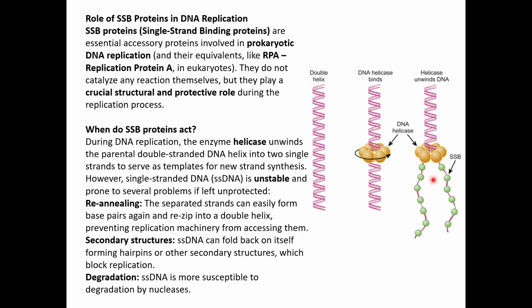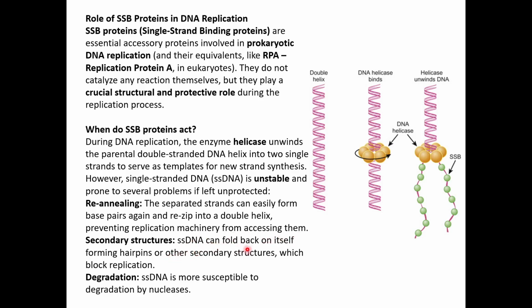So not only can they re-anneal, but they can also get degraded, or they can have damage in their sequence, because single strand is not very stable when compared to the double strand. And there can be re-annealing, or it can form secondary structures, or it can get degraded. So the separated strands can easily form base pairs again and reseal into a double helix. So this will not allow the DNA pol to bind and replicate. So it will prevent the replication machinery from accessing them.